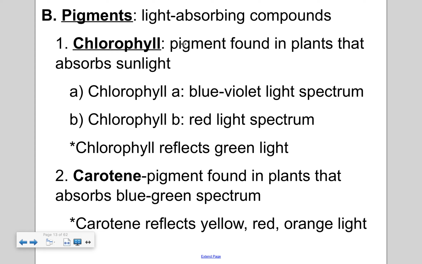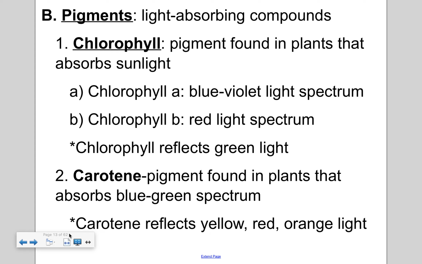Now, pigments are light-absorbing compounds, and I just mentioned that in the chloroplast, which is the organelle that photosynthesis takes place in, chlorophyll is the pigment that's found in plants that absorbs sunlight. Now, there are different types of chlorophyll. There's chlorophyll A that absorbs the blue-violet light spectrum, chlorophyll B, the red light spectrum. Chlorophyll reflects green light, and this is why plants to us look green, because plants absorb basically all the other colors of the spectrum except green and reflect it to our eyeballs, and we perceive plants to be green.